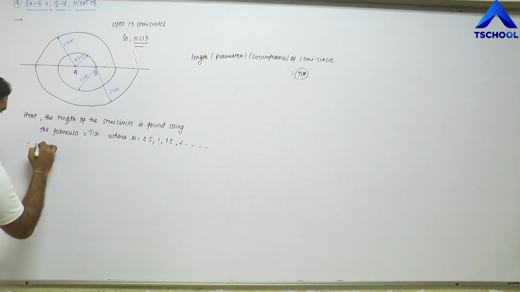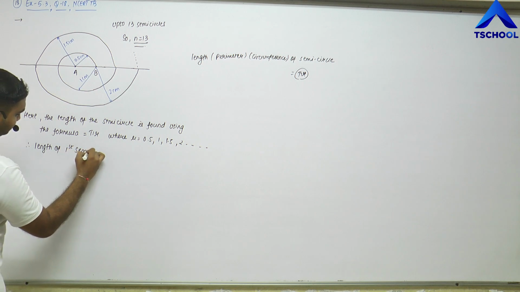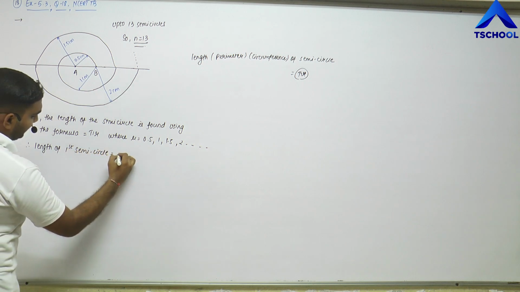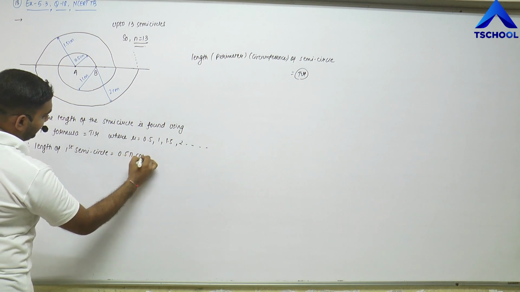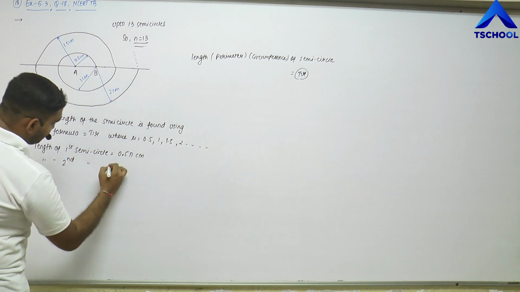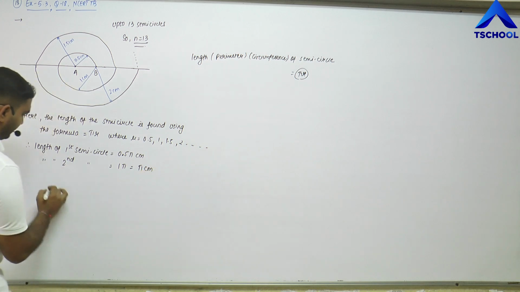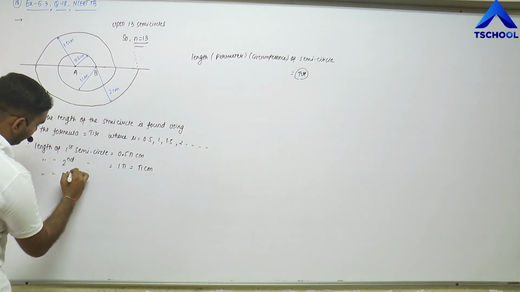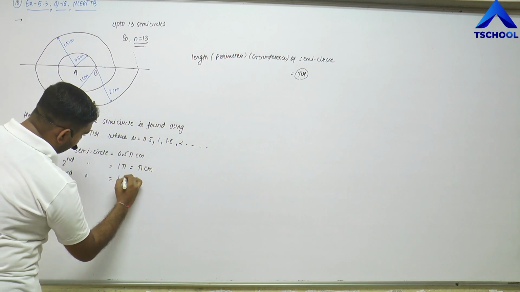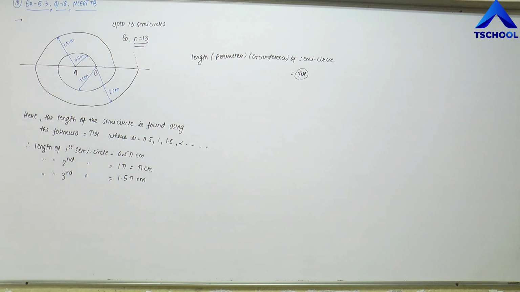Therefore, the length of the first semicircle is 0.5 pi centimeter, right? Length of the second semicircle is 1 pi, or you can simply call it pi centimeter. Length of the third semicircle is 1.5 pi centimeter and so on, right? Now we know that the value of n is 13, so we need to find out the total length.